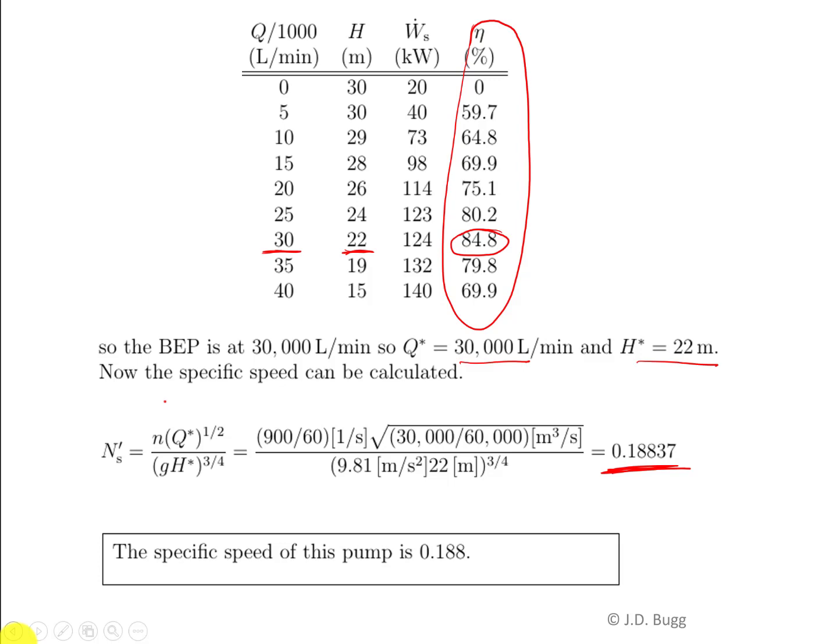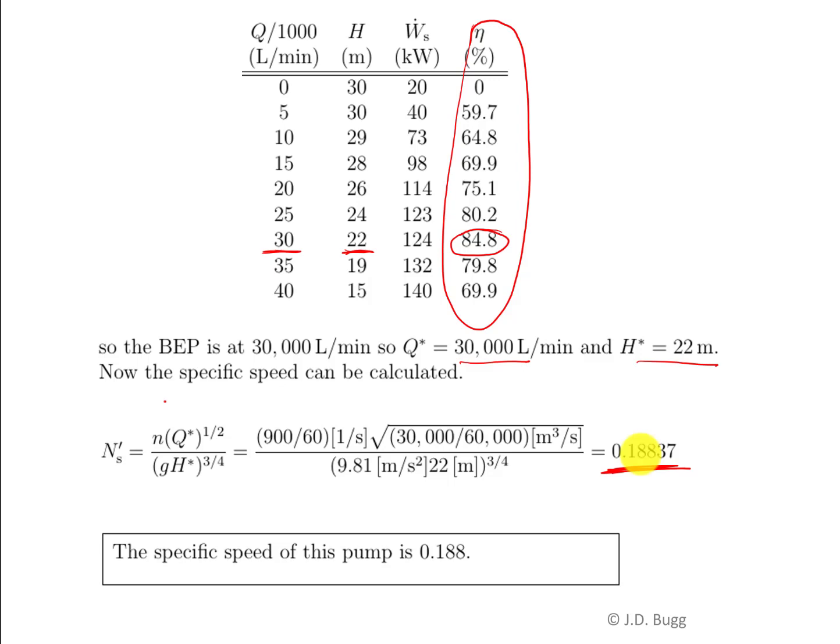The usefulness of this specific speed is that it's a very good guide to what type of pump we should be selecting. We know in our application perhaps that we want a flow of 30,000 and a head of 22, and of course we want that to be at our best efficiency point. So we can calculate that based on the speed we're going to operate that pump at and the Q and the H that we want to achieve. We then go looking for a pump that has a specific speed as close to 0.188 as we can. That will depend on the design of the pump.